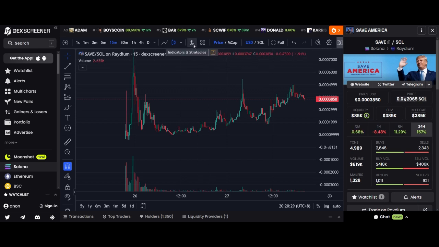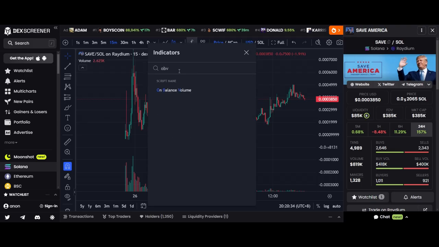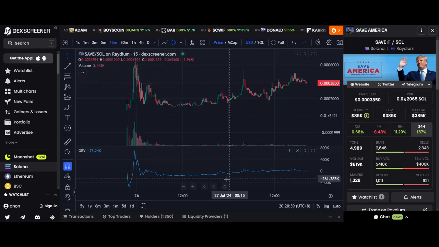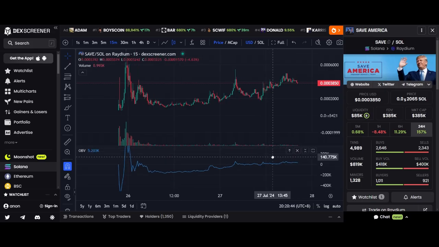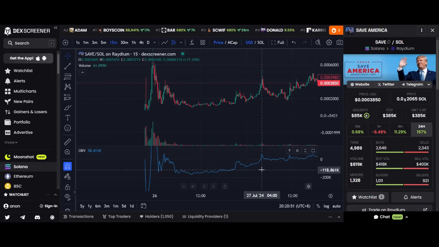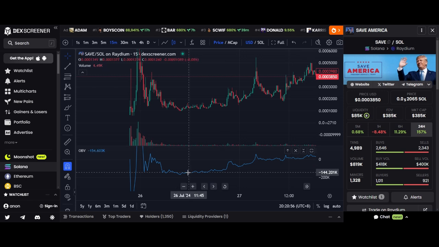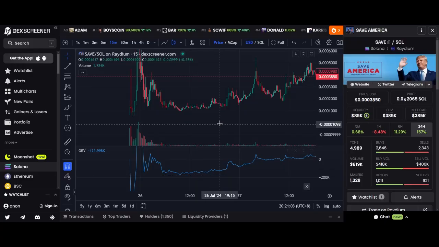So we go up to indicators and strategies up here. We click that and we type in OBV. So up comes our on-balance volume. It's just this line chart, looks very similar to an RSI, relative strength index indicator. And here we have the on-balance volume indicator. As you can see, it gives you an understanding of volume strength in an increasing or declining market, right?